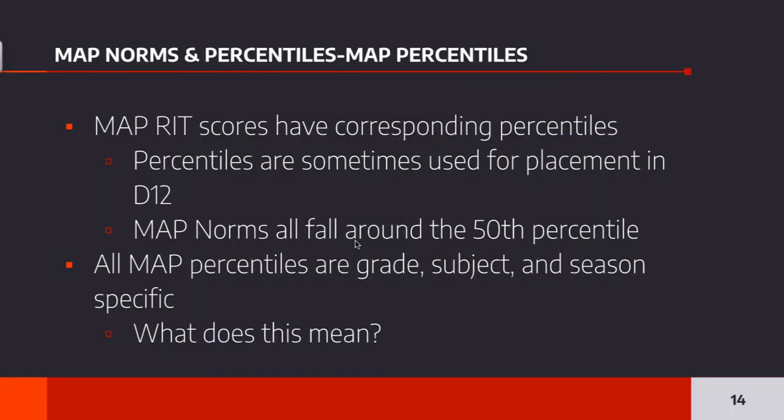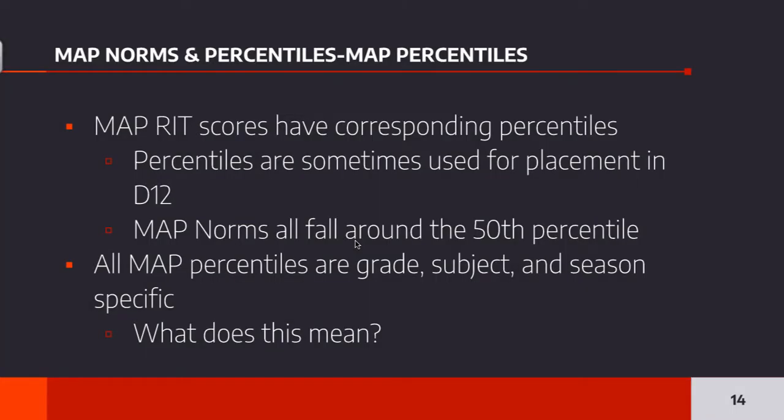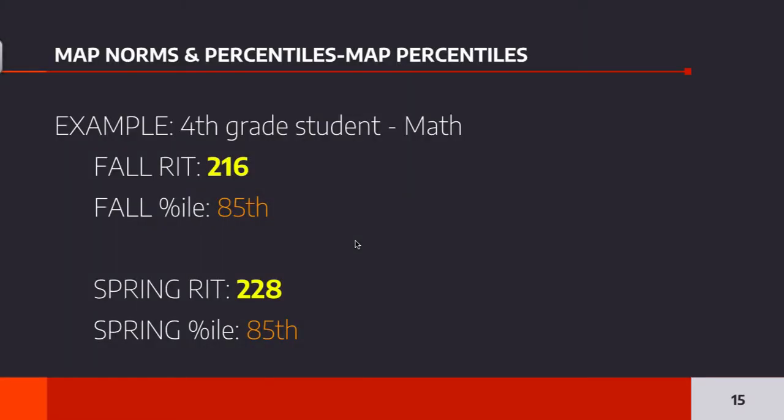Now, these MAP RIT scores that we've been talking about have corresponding percentiles. Percentiles are sometimes used for placement in District 12, which is the reason why we're discussing them in this video. The norms that we talked about on the previous slide are usually around the 50th percentile. You need to know this about MAP percentiles. All MAP percentiles are grade, subject, and season specific. Well, what do we mean by that?